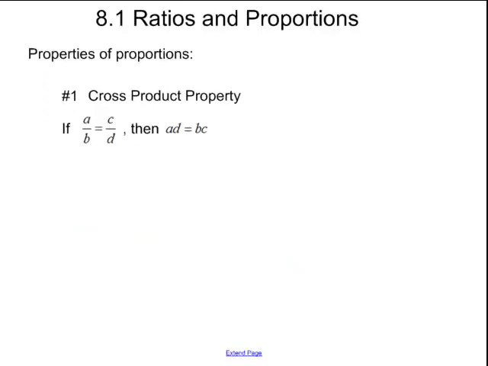Probably the most important property of a proportion is what's called the cross product property. It says if A over B is equal to C over D, then AD, the cross product here, is equal to BC, the cross product here. Because this is a geometry course, I do want to give a quick proof for why that is true.